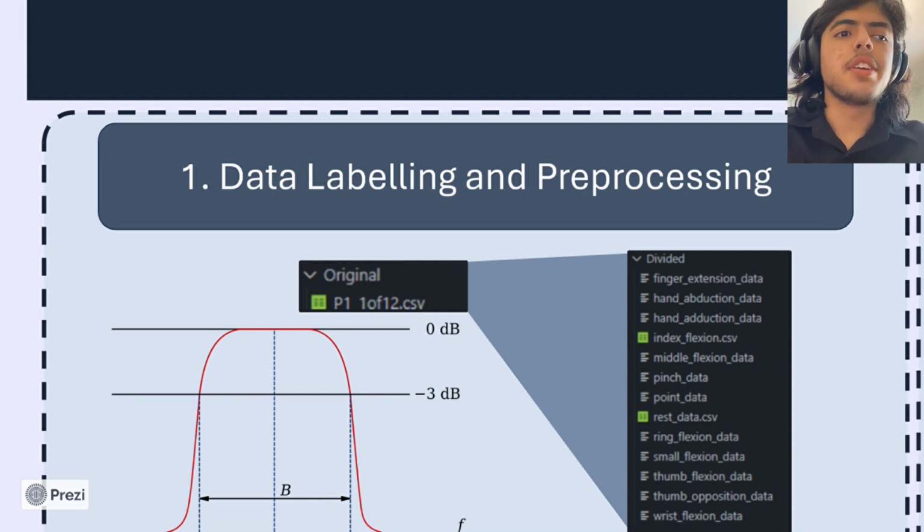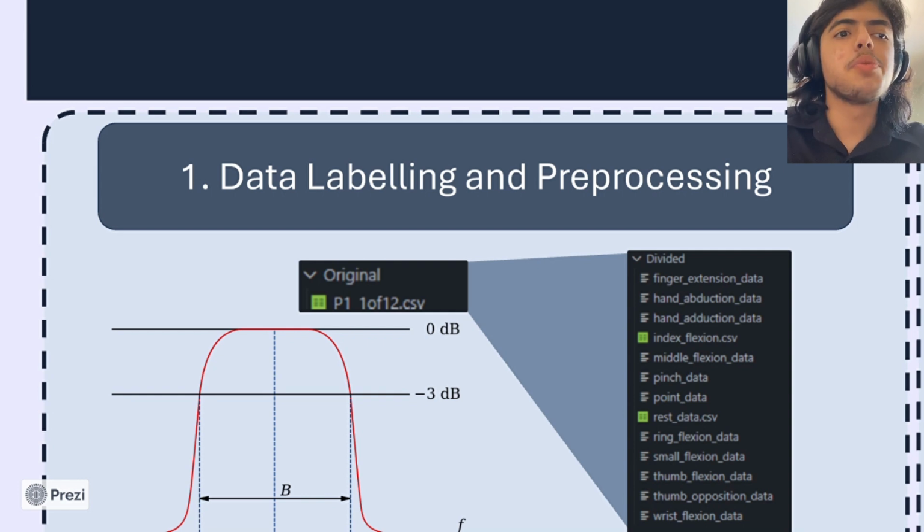Since EMG signals are inherently noisy due to artifacts from muscle contractions, electrode placement variability, and environmental interference, a bandpass filter was applied. This filter effectively removed unwanted low-frequency motion artifacts and high-frequency electrical noise while preserving the critical signal components needed for neural decoding.